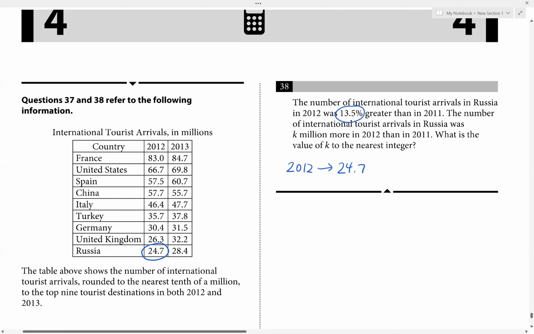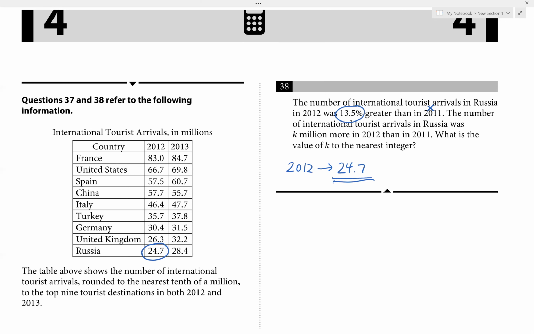So what we can do is solve for the number in 2011 first. Once we have that, we can just subtract the two numbers to figure out the difference, and that will give us the answer. So how do we solve for the number of tourists in 2011? Well, we know the 2012 number is 13.5% greater than the number in 2011. So let's say the number in 2011 is X. This number, 24.7, is 13.5% greater than X.